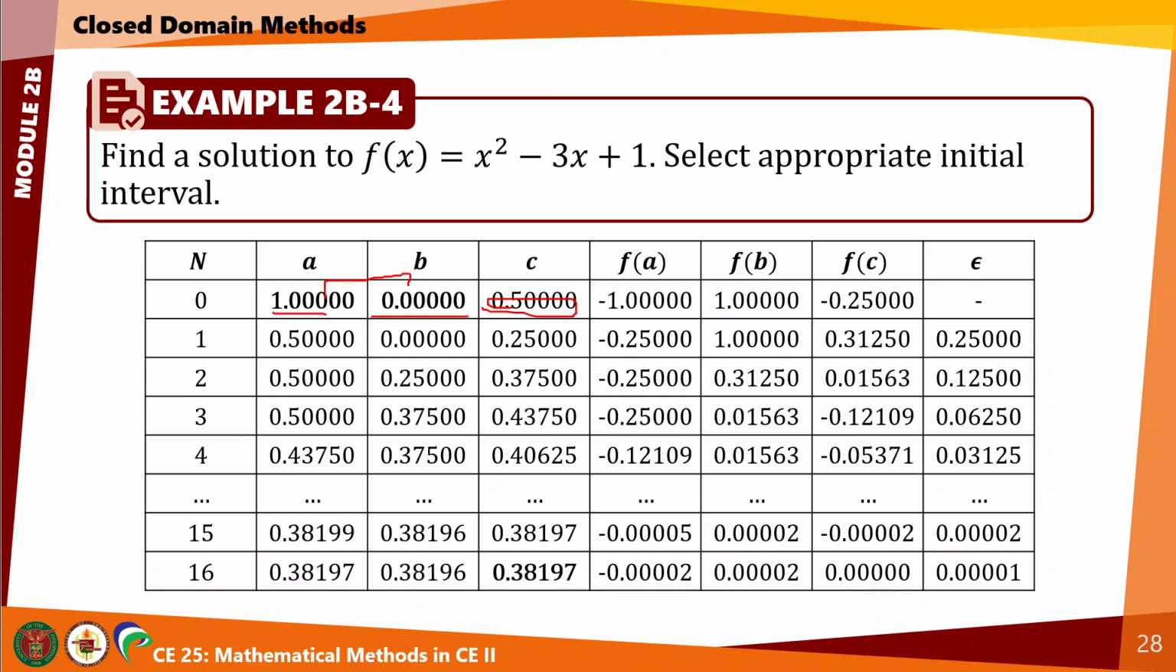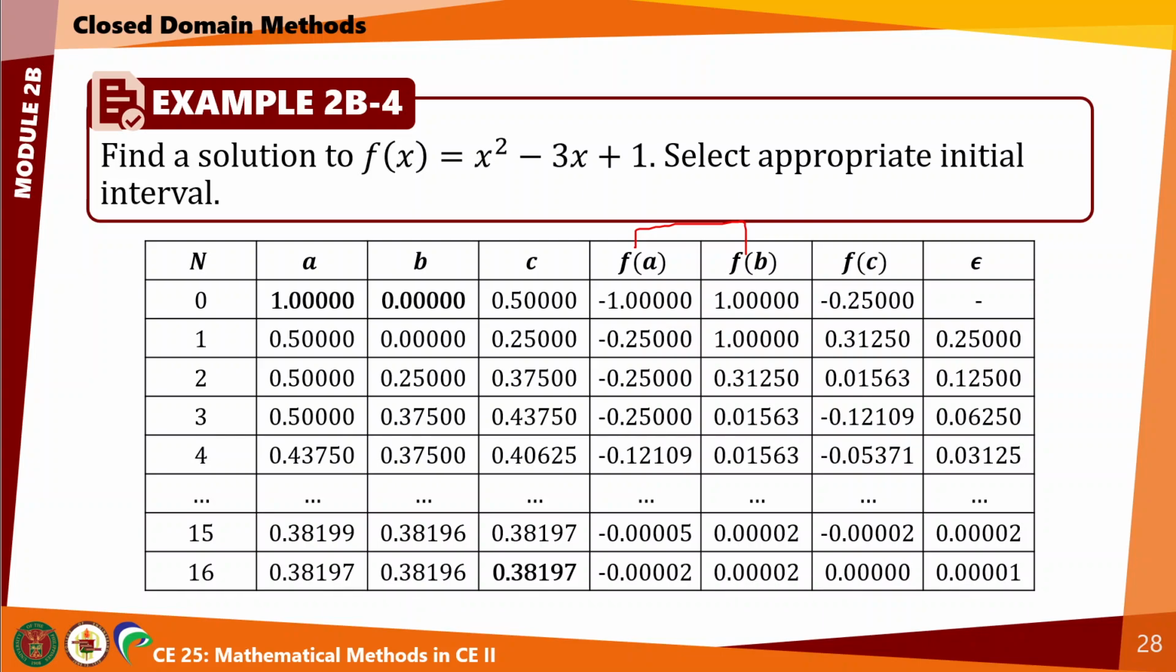And then ang next step lagi dito is to get the function values at each point A, B, and C. So solve natin sa f of A, f of B, f of C. How do we do that? Substitute natin si A dito. So substitute si 1, kukuha mo 1 minus 3 plus 1, you get what? Negative 1. Substitute si B, which is 0, 0 minus 0 plus 1, you get 1. Okay, so valid yan na initial interval kasi yung product ni f of A and f of B is negative. So that's a valid initial interval.